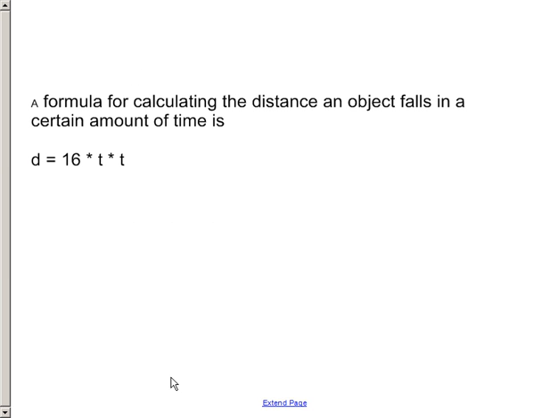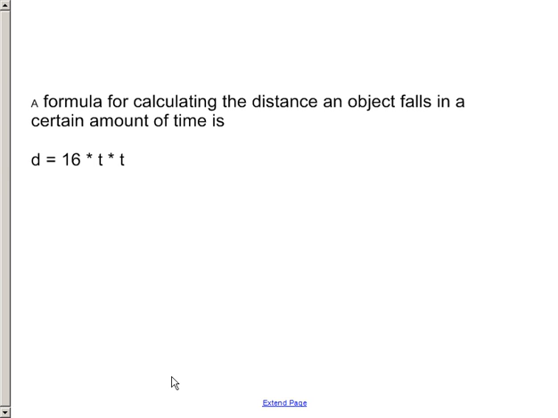So one of the formulas that we used in this lesson was a formula for calculating the distance that an object falls in a certain amount of time. So if we were to drop a golf ball, we wanted to measure how far it fell over a certain amount of time, we would use the formula distance, which is represented by d, equals 16 times t times t, t representing time, or we could say distance equals 16 times t to the second power, or t squared.